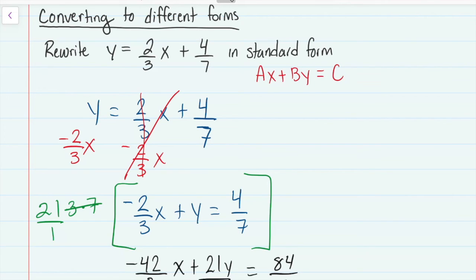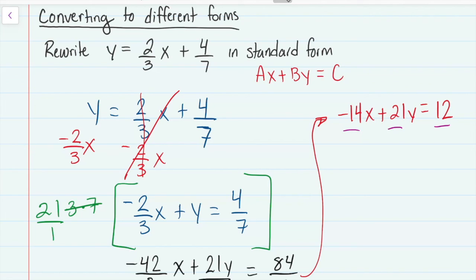Okay, here we go. We still have fractions, but look what happens when we simplify them. Negative 42/3 is negative 14. Don't forget the x. 21/1 is just the same, 21y. Now what's 84 divided by 7? Let's get a calculator here. We actually get 12. Notice we no longer have fractions.